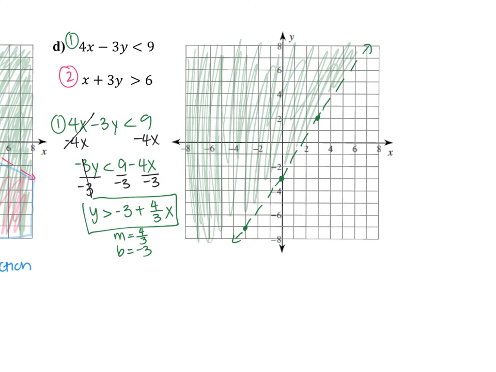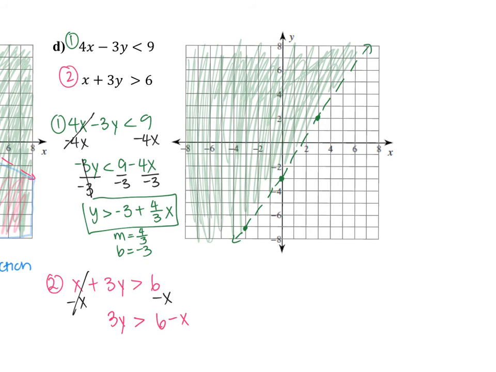All right, once you have your shading down, we need to do the other equation. So don't forget your second equation. I have x plus 3y is greater than 6. From here, I need to try to get this y by itself. I need to subtract x from both sides. And then I'm left with 3y is greater than 6 minus x.